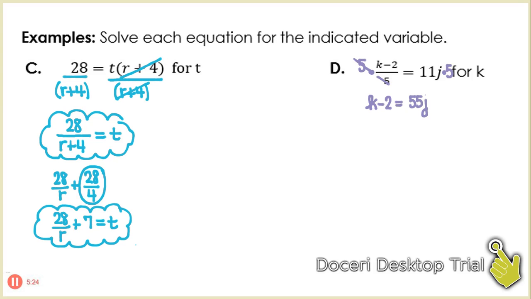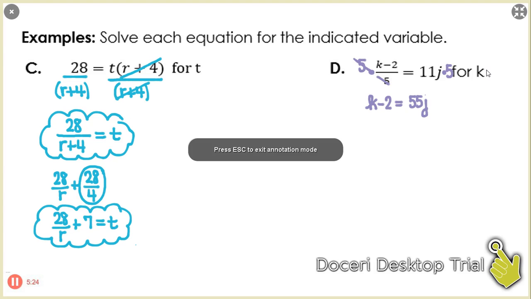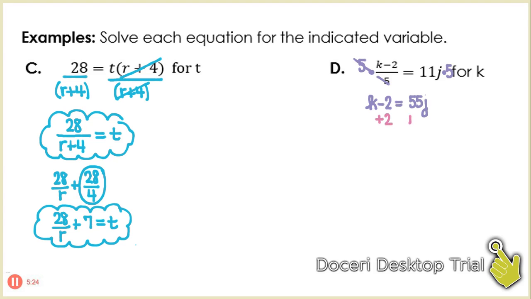And then k is still connected to the 2 by subtraction. So we're going to undo subtraction with addition. And 55j and a positive 2 are not like terms. So we can either write this as 55j plus 2, or you could write that as 2 plus 55j. So you have 2 ways to write that as well.